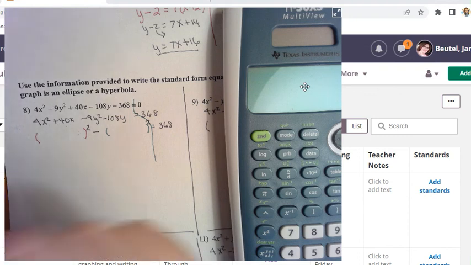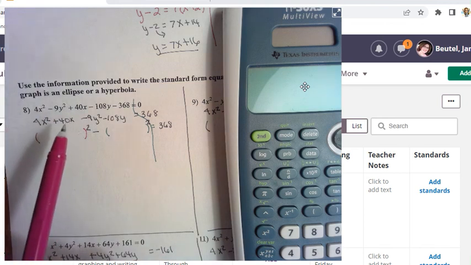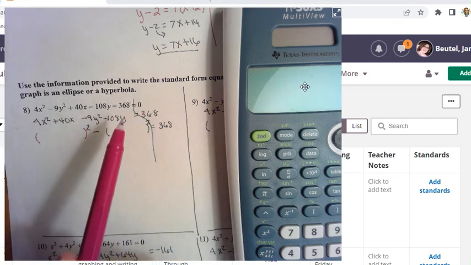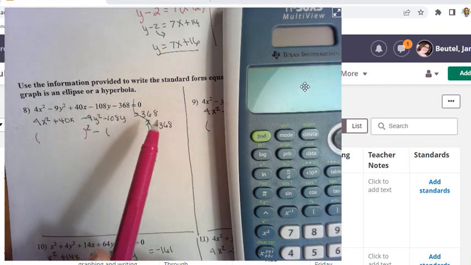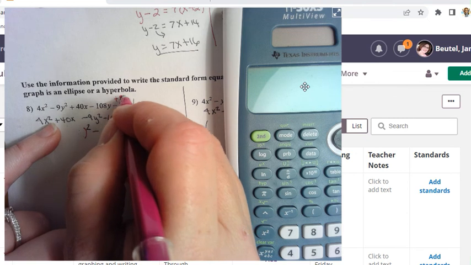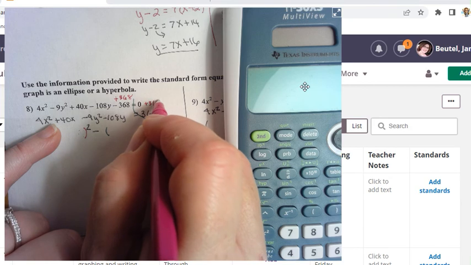This is for you. So this is homework problem number 8. What I've done is what everybody could tell me what to do right away. Let's move the negative 368 over to the other side. Make sure you add it to both sides, so that this is a plus 368.